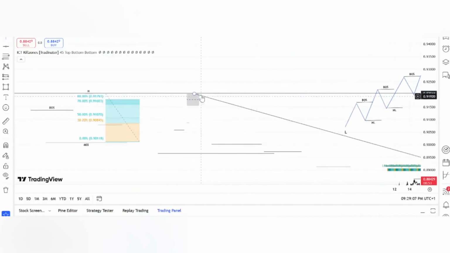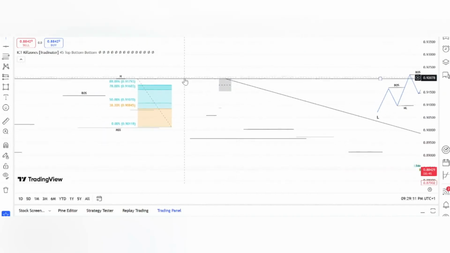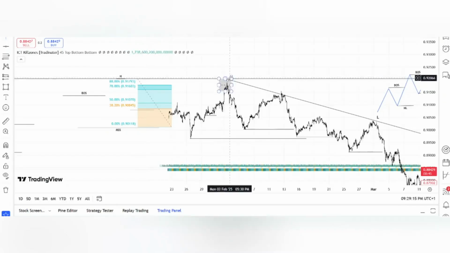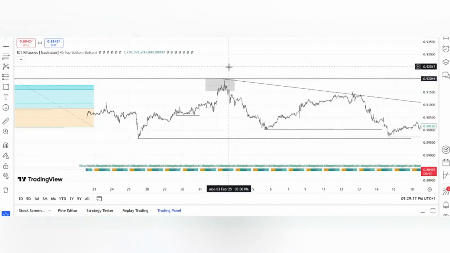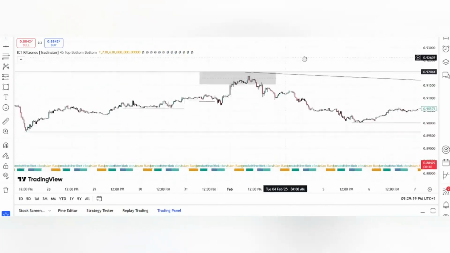All right, so this is the zone. So we're waiting for break of structure at this point. Then you see this high. This is the worst case scenario, so our SL would be above here. So note, this is not gambling. This is a normal trade.